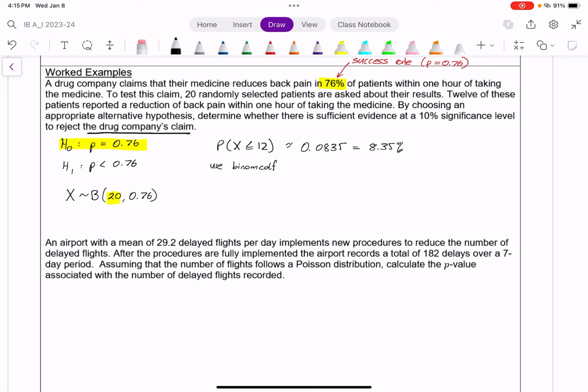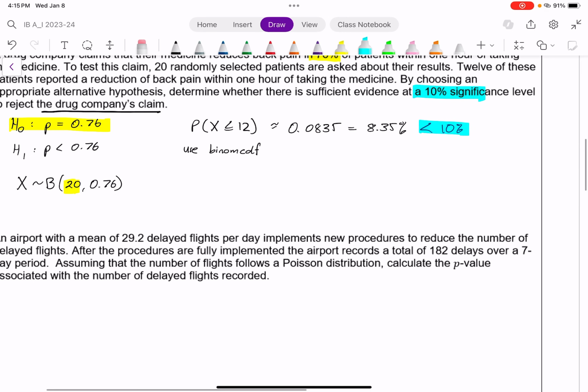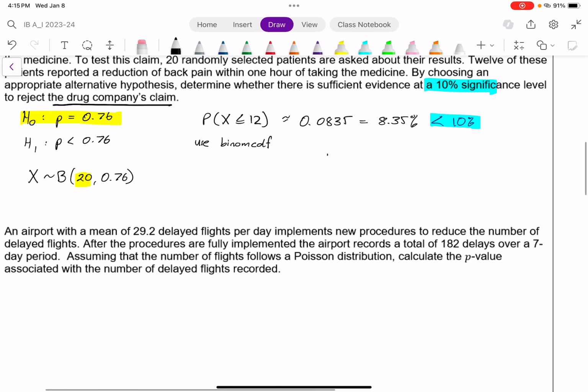Keep in mind, that is less than our significance level. That is less than 10%. And so therefore, we need to reject H naught. We have enough evidence to reject H naught and accept the alternative hypothesis.